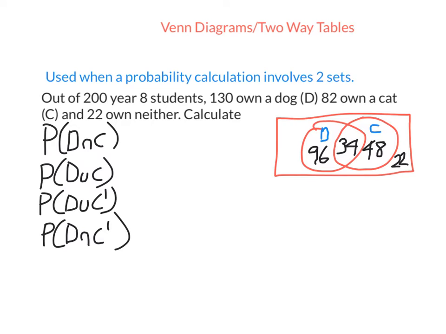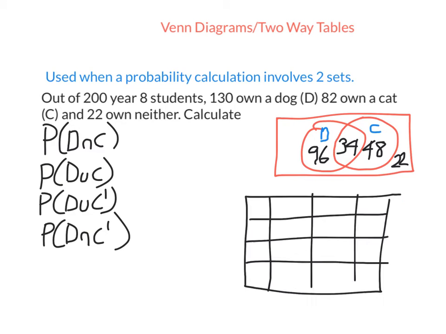So let's now draw up a two-way table. A two-way table is actually a 4x4 table. Now there are two ways you can be. You can be in the dog set or not a dog owner. You can be in the cat owner set or not the cat owner set. Unlike Venn diagrams, two-way tables have a row down here and a column over here for the total. But other than that, the information they display is going to be the exact same.